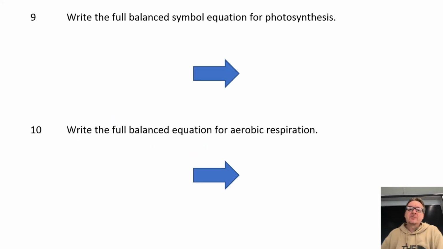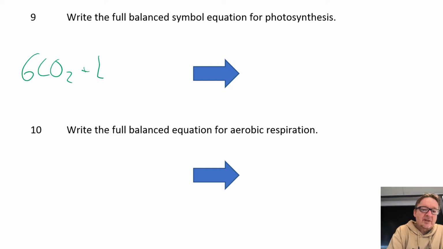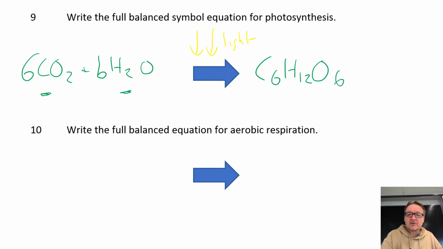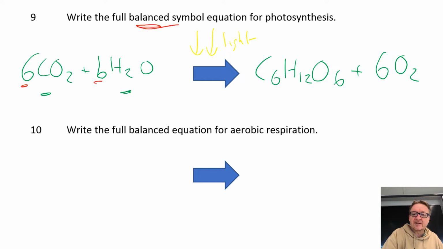Right, the full balanced symbol equation for photosynthesis. We've got to do this one in green, haven't we? So we're going to write it down, full symbol: 6CO2 plus 6H2O. The CO2 comes in from the atmosphere, H2O comes in from the roots. Do this bit in yellow, light from the sun, which is the energy source. And then we make C6H12O6, which is glucose, plus 6O2. When it says balanced, balance means putting a 6 there, a 6 there, and a 6 there.